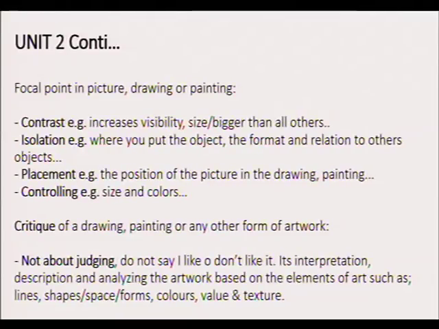The contrast: how visible is it? How big or small is it compared to the others? You also look at the isolation, where you put the object, the format and the relation to the others. Is it on top, in the center, or on the side? That goes with the placement, the position in the drawing, and also the contouring. How is it sized? How are the colors? You can see that contrast, isolation, placement, and contouring complement each other. You can't have one and not have the other.